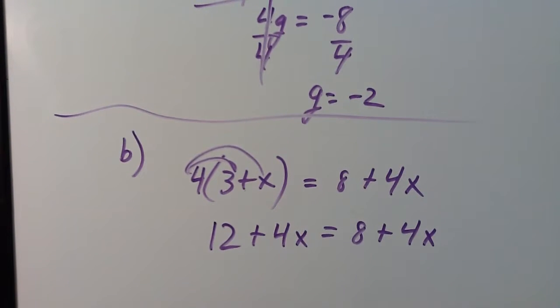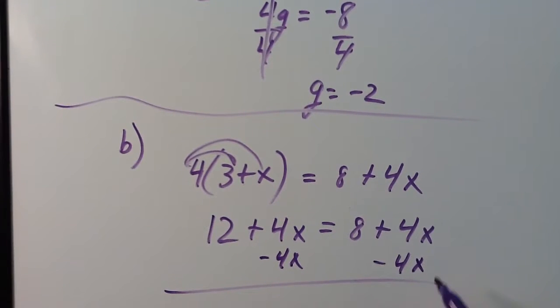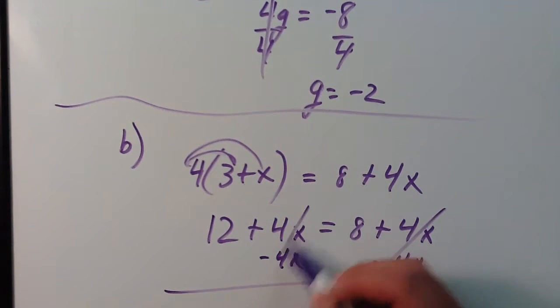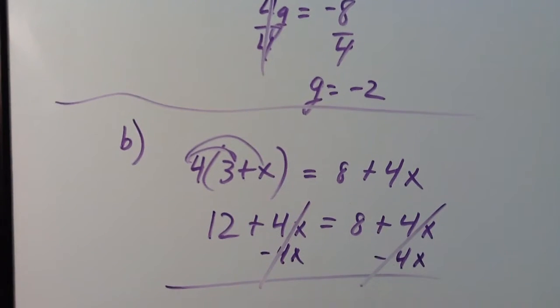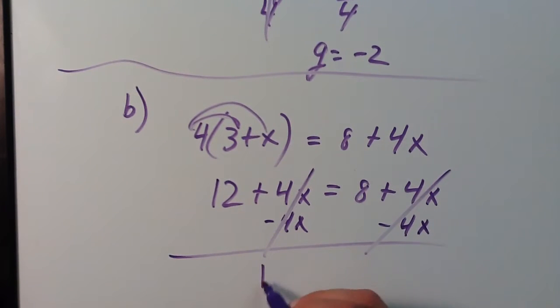Now, I have no like terms, so I'm going to get the variable on one side. To do that, let's subtract 4x from both sides. When I do that, do you see what happens? These 4x's cancel and these 4x's cancel, right? Because 4x minus 4x is 0. So what I'm left with on the left side is 12 is equal to, on the right side, 8.